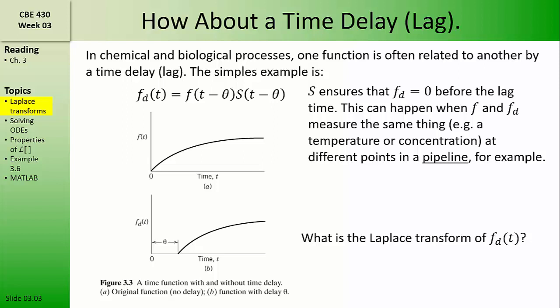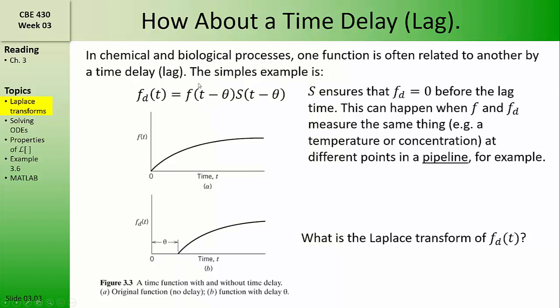Here we'll consider any general function f of t that's delayed in time by theta time units. So if our original function f of t looks like this, the delayed function looks identical, it's just shifted along the time axis.